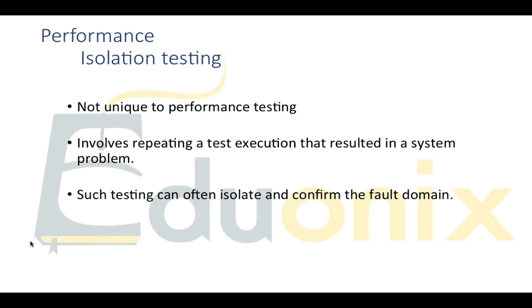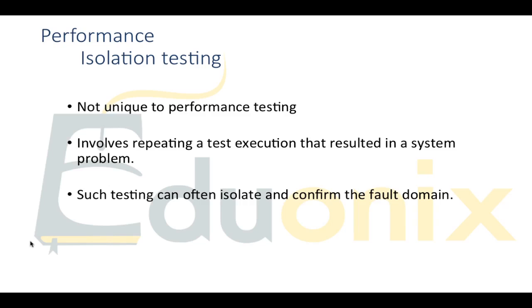Next we have isolation testing. Now it's not unique to performance testing, but it does involve repeating a test execution that resulted in a system problem, such as a particular spike test. If you did a spike test, you discovered a problem, the spike test would then become an isolation test.